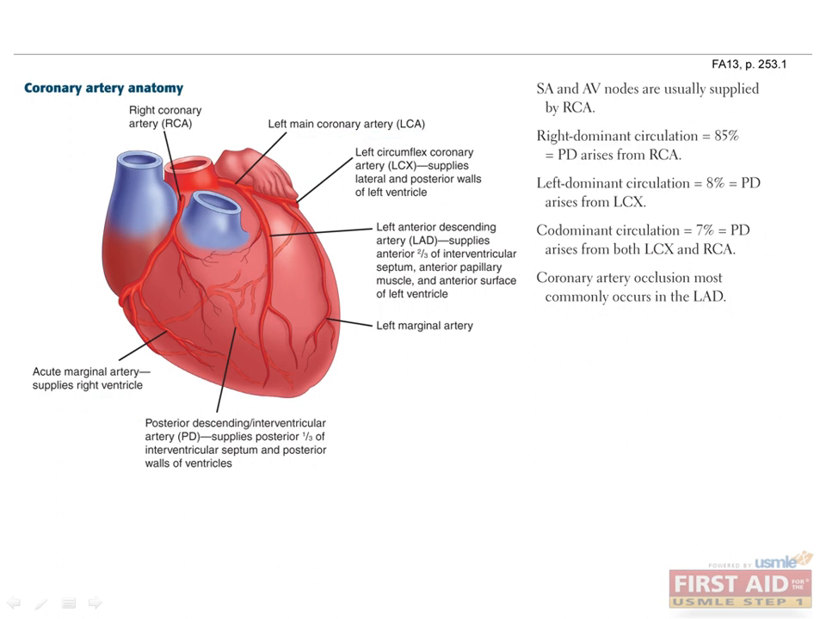The right dominant coronary circulation occurs in 85% of the population. This means that the RCA, which branches into the PD, supplies the inferior portions of the left ventricle. In 8%, the inferior portion of the left ventricle is supplied by the PD originating from the LCX. In the other 7%, the PD arises from both the LCX and the RCA.